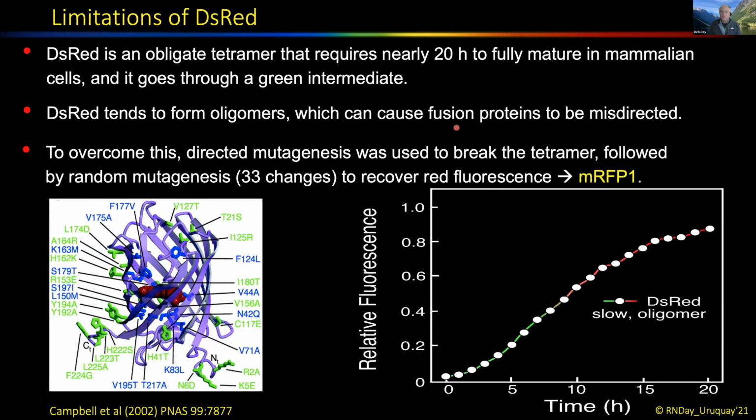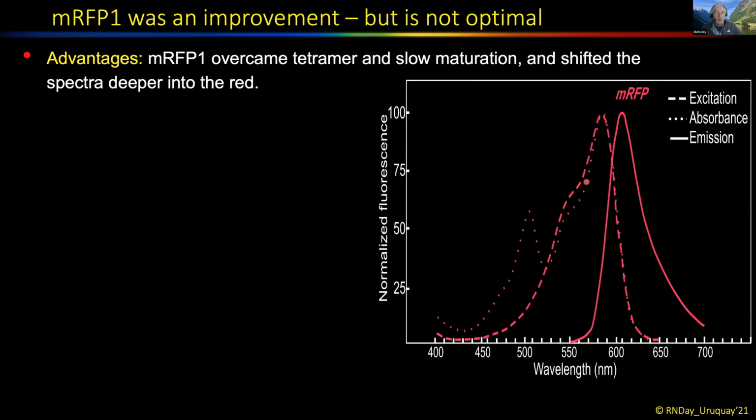So to overcome this, Roger Tsien's group went in and used directed mutagenesis to break the tetramer, but they ended up with a non-fluorescent protein. And so they then did random mutagenesis of that non-fluorescent protein, to bring back the red fluorescence. And this is where mRFP1 came from. The advantage of mRFP was, of course, it's a monomer. So this overcame the issue of tetramer oligomerization.